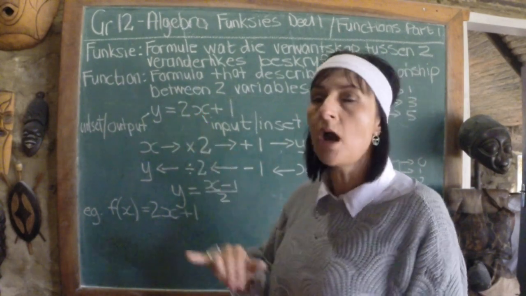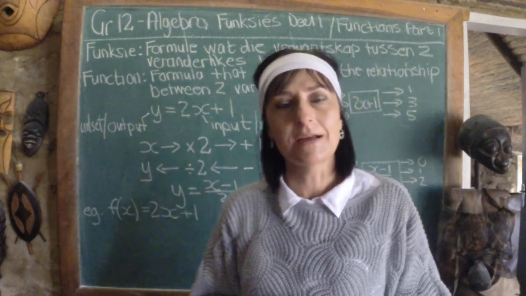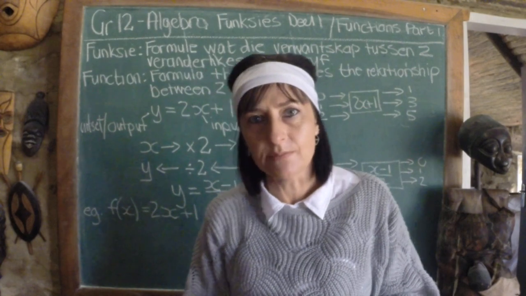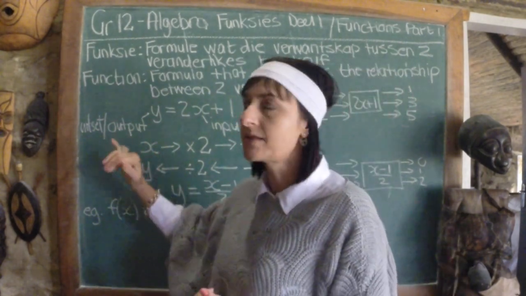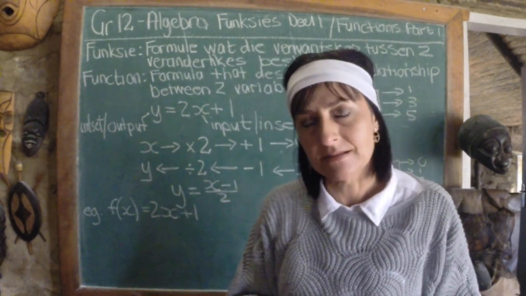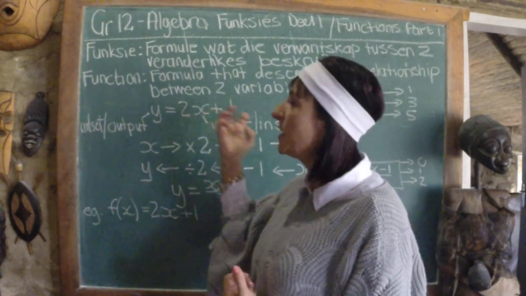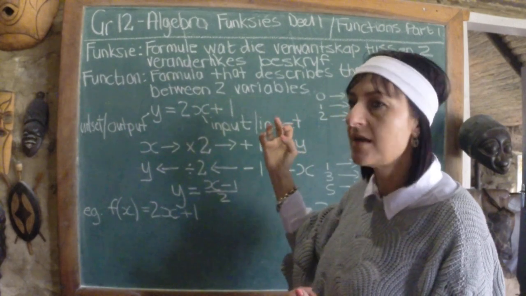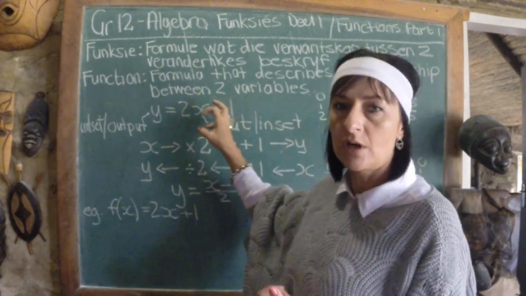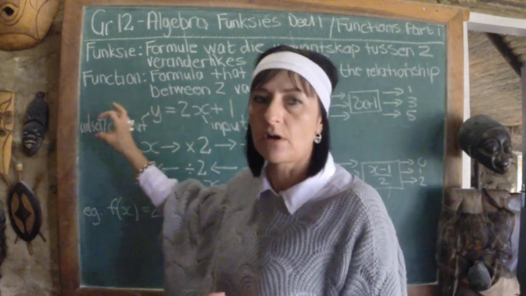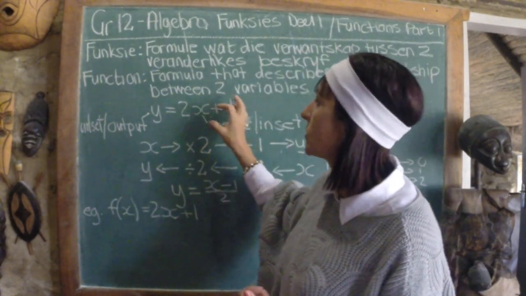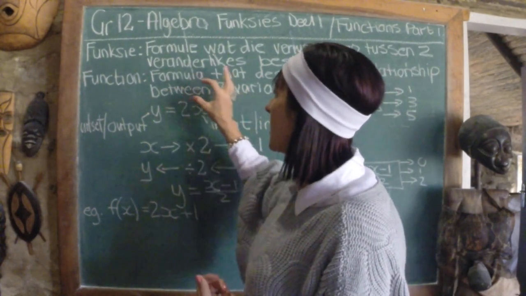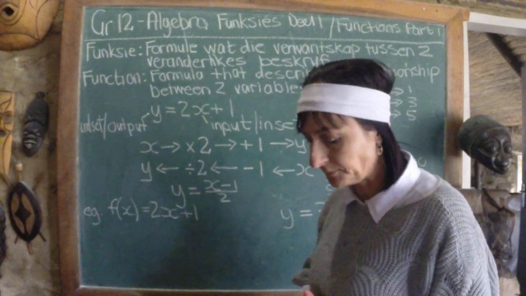X is die onafhanklike veranderlike, the independent variable, and y is the one that's dependent. Why? You can pick any x value, jy kan enige x waarde kies, maar die x waarde bepaal wat die y waarde gaan wees, because the formula creates the y value.